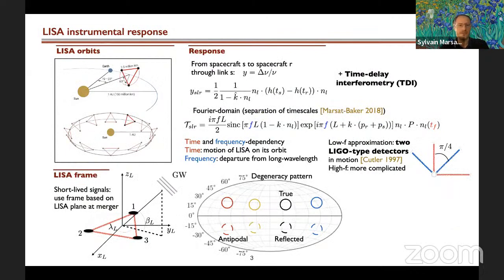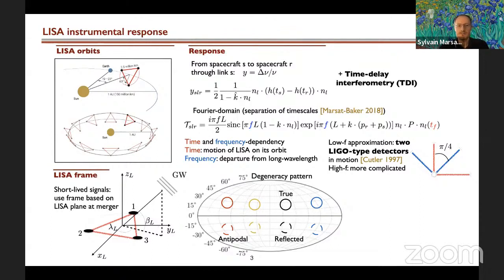First, a reminder about the Lisa instrument response that matters a lot for the localization capability. So Lisa is moving in this doubling motion, orbiting the Earth, and the response takes the form that is written in the two formulas here. What's important here is that the response has both a time and frequency dependency, time because of the motion of Lisa, frequency because of the departure from the long wavelength approximation. In the limit of low frequencies, you go back to the case of two detectors, LIGO type detectors rotated by pi over four from each other and in motion, but in general, at high frequencies, it's more complicated.